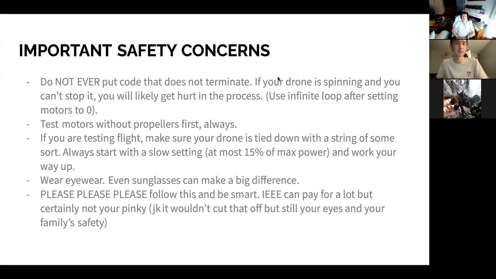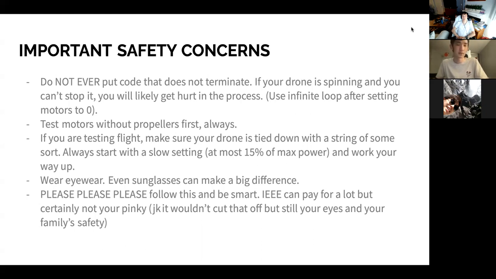Secondly, always test your motors without propellers, just in case things get shorted. It might go way faster than you expected. There are a lot of potential problems, so always test before attaching your propellers. If you're testing for flight, make sure your drone is tied down with string, especially since we can't watch over you this time like we normally do in the lab. And always start with a very slow setting. At most, start with 15% max power. If you can, work your way up so that you know what the power of your motor is.